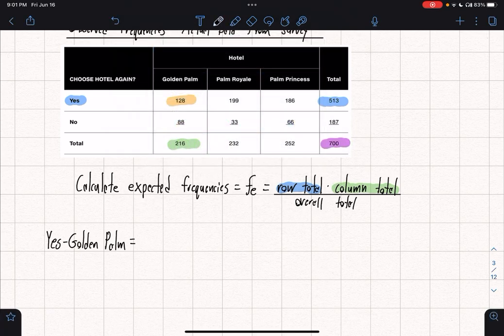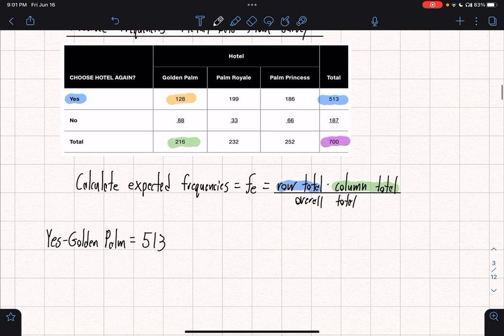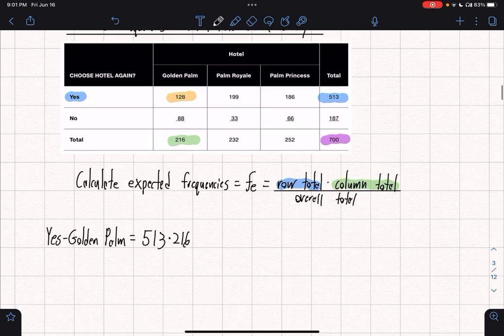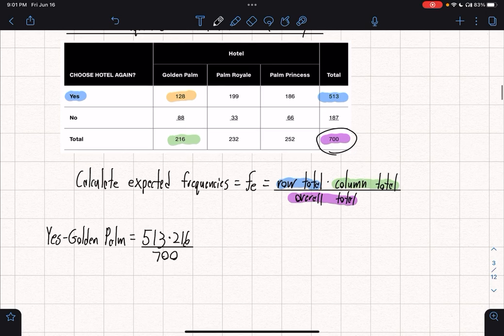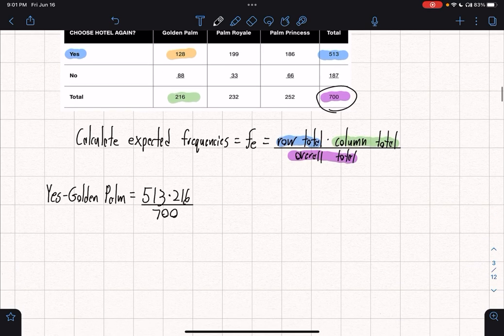So let's do this. Golden Palm. So expected numbers, row total. So row total is 513, right? 513 times column total, 216, right? Column total divided by 700, our overall total. Okay, so now let's just do this for the others. So let's do yes, Palm Royale.